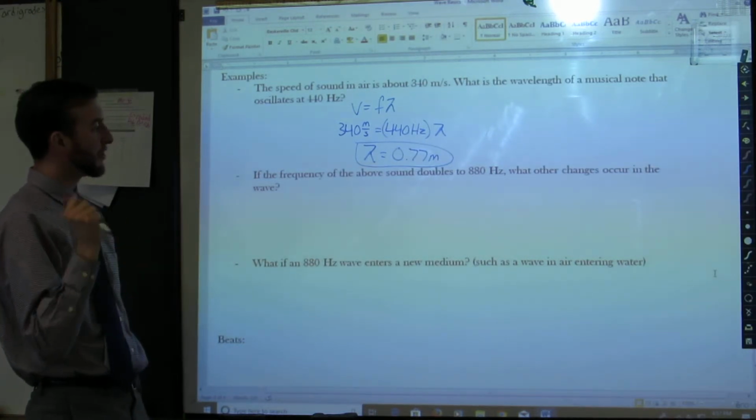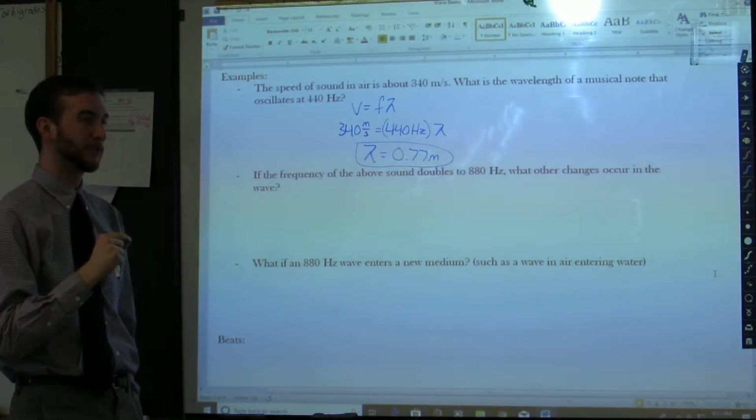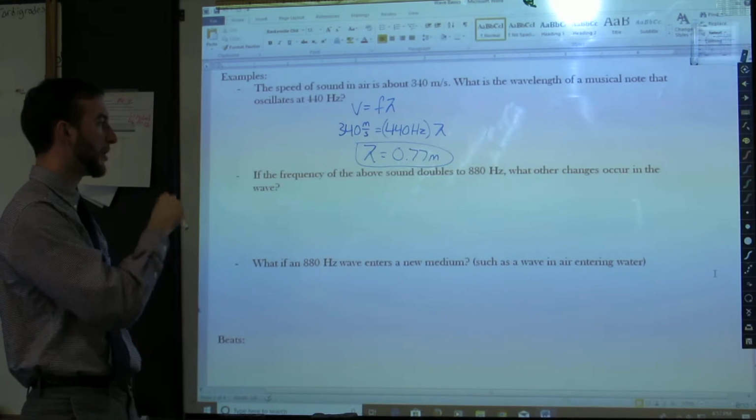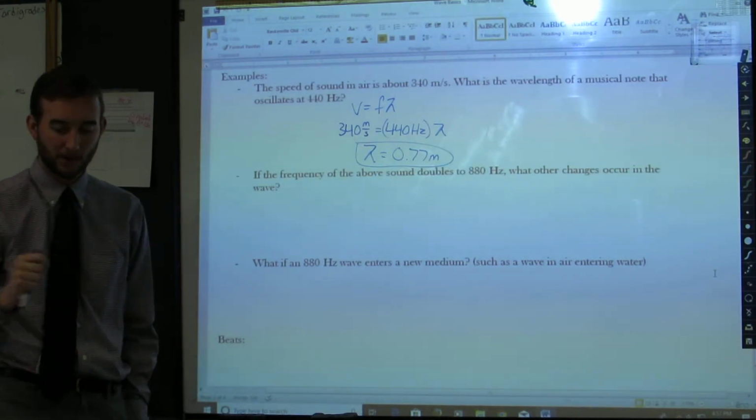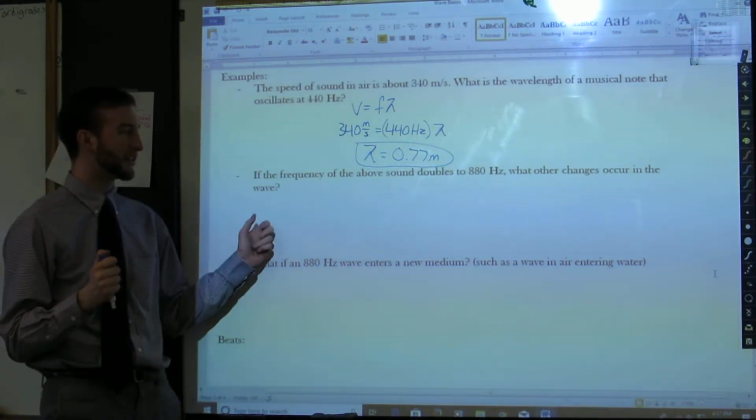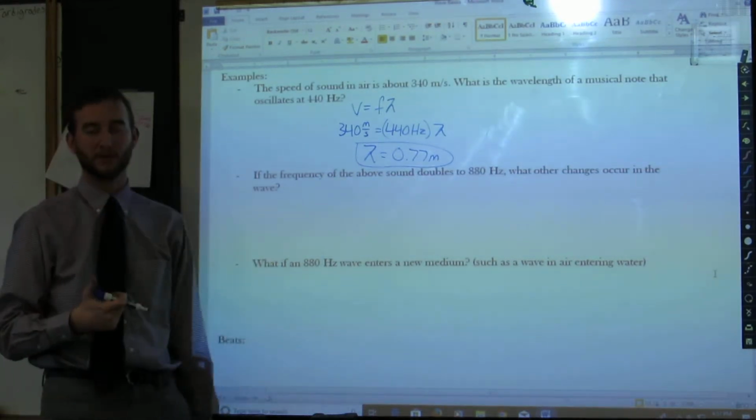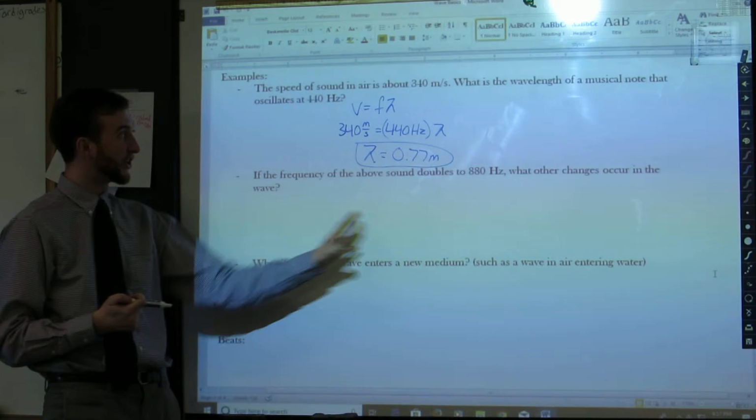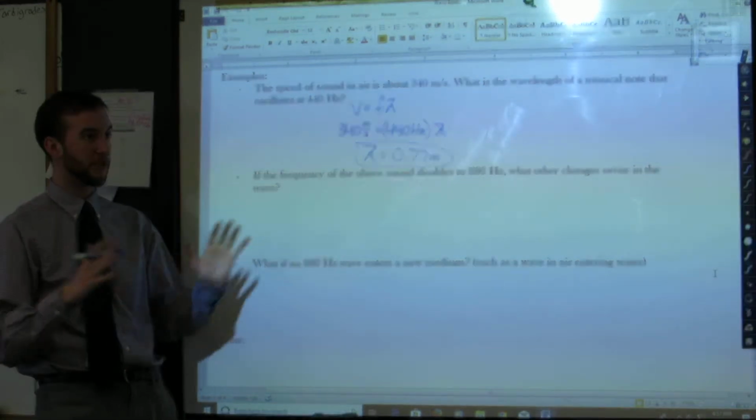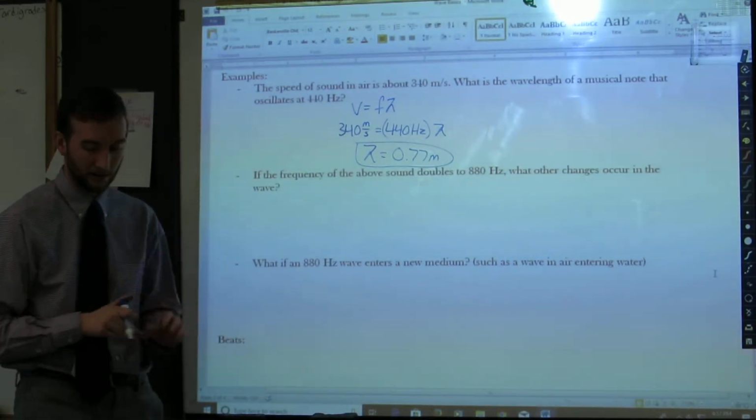Question 2. If the frequency of the above sound doubles to 880 hertz, what other changes occur in the wave? So this isn't asking, we're not saying that we're like taking this particular sound wave and doubling it. Let's just double the frequency. Okay? Doesn't say we're changing the medium. Says nothing about doing this in anything except air.